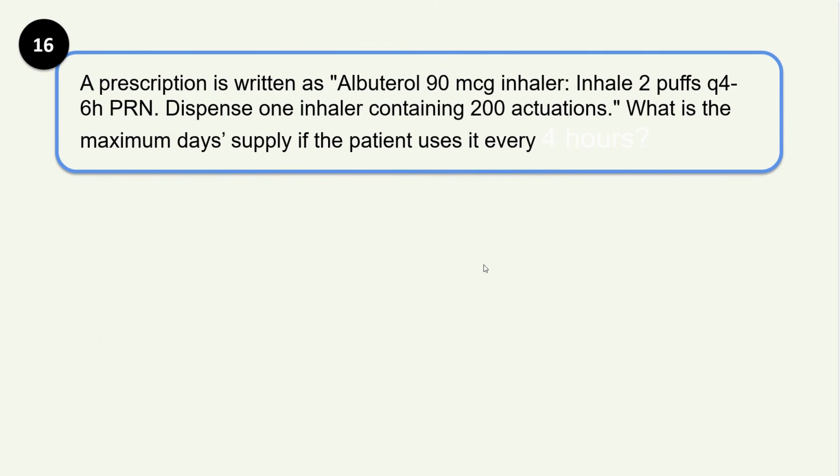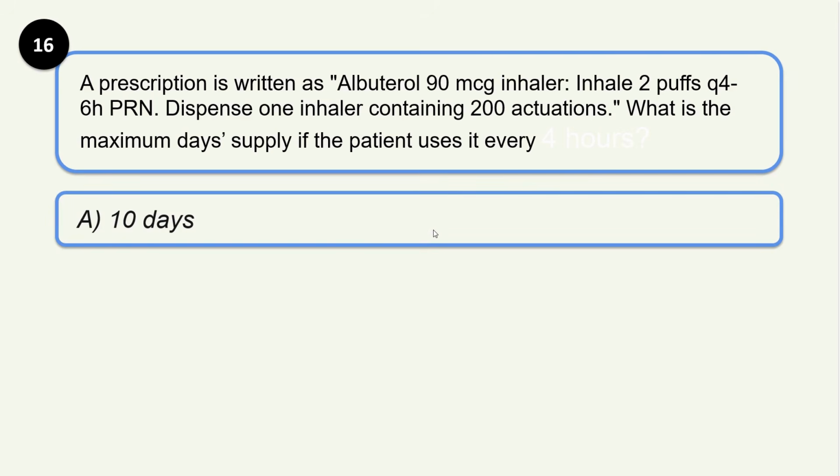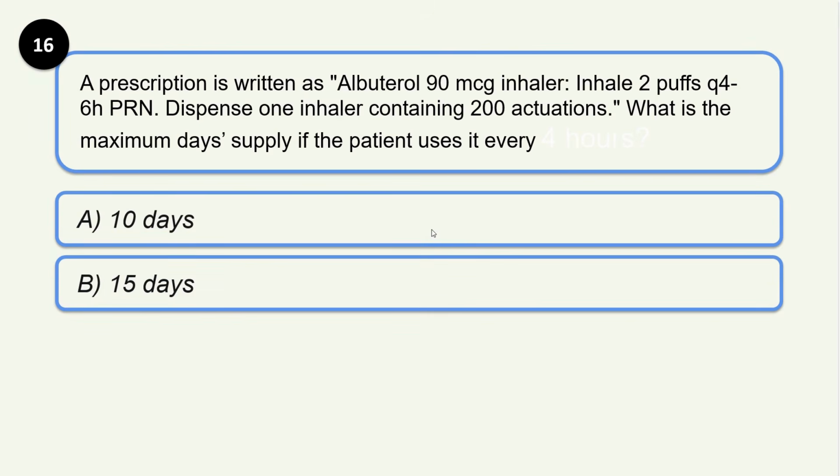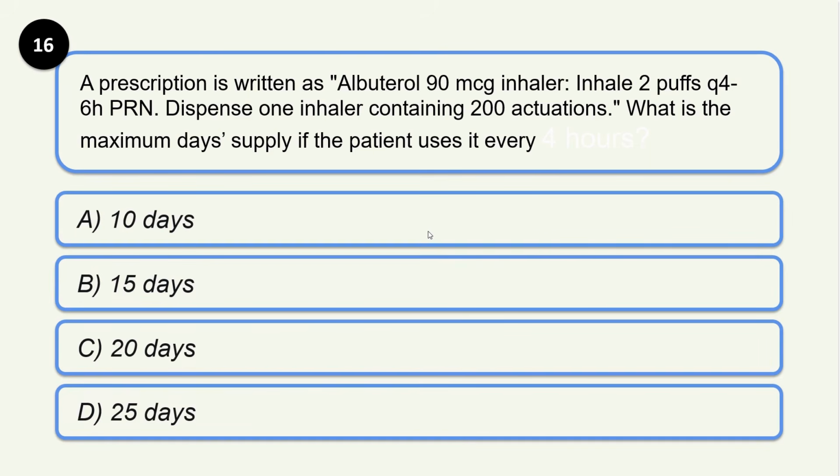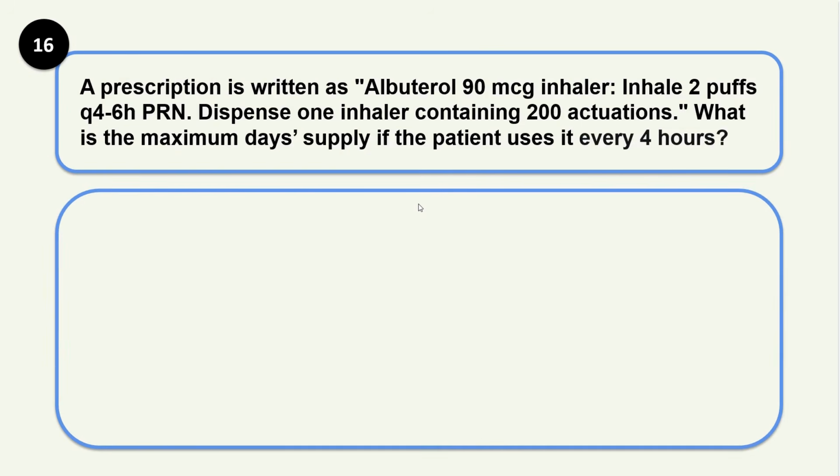Next, a prescription written as albuterol 90 microgram inhaler, inhale 2 puffs every 4 to 6 hours PRN. Dispense one inhaler containing 200 actuations. What is the maximum days supply if the patient uses it every day? So, for example, 10 days, 15 days, 20 days and 25 days. Correct answer is 25 days. Let's solve how to do it.